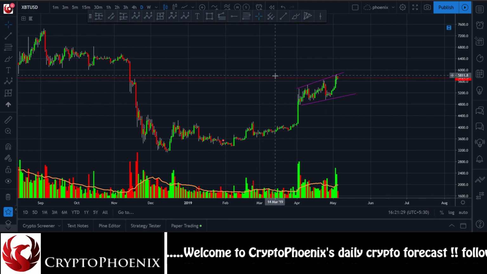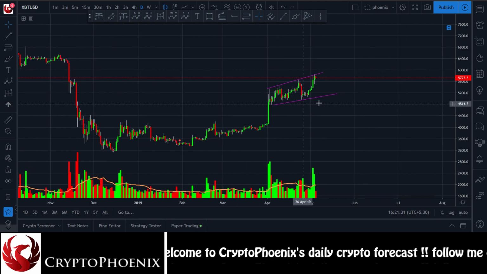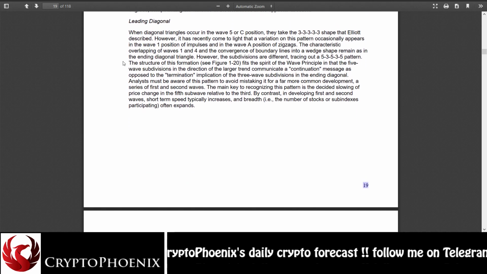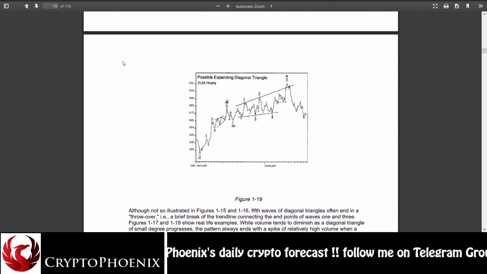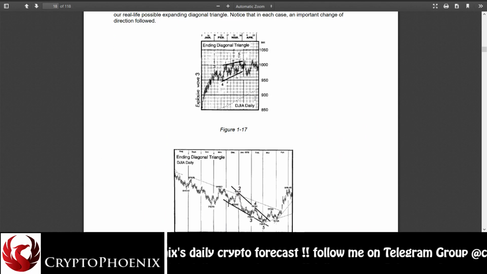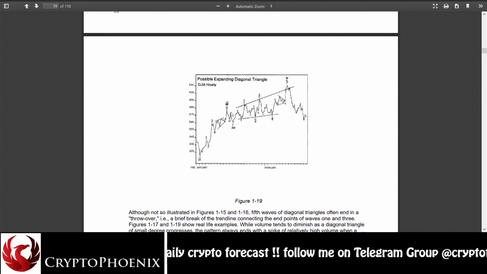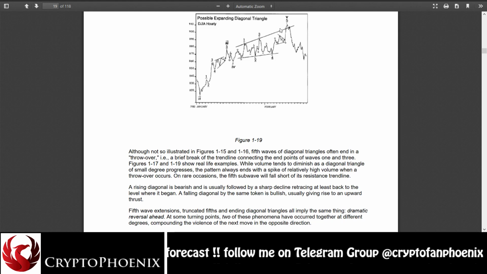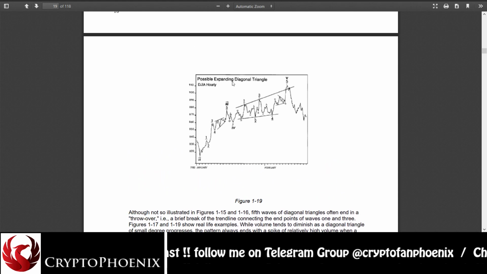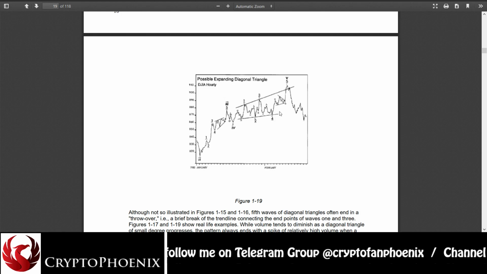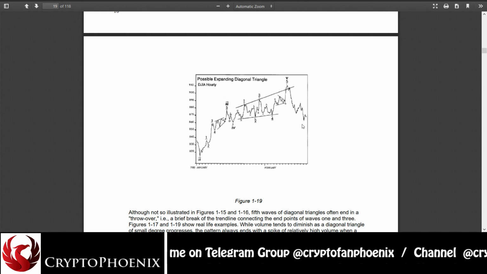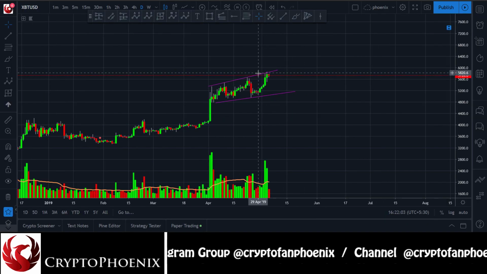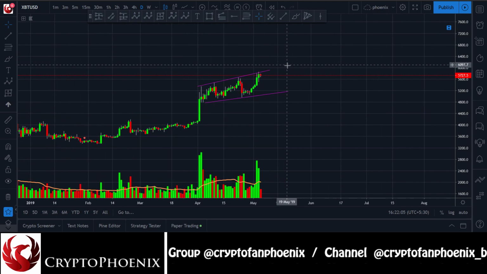And right now what I'm thinking is to add more shorts, because look at what the theory says. If you look at this figure, it's pretty clear that after an expanding diagonal pattern, or expanding diagonal triangle, after wave 5 we have some sort of retracement. So what do you think, guys? Is adding longs right now a good option, or adding some shorts?